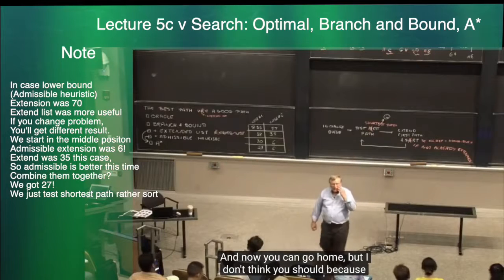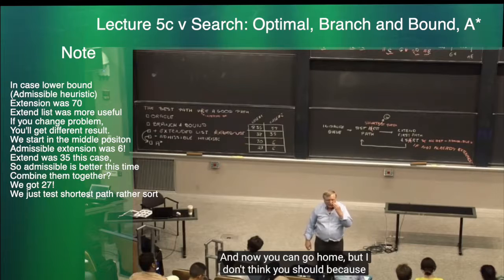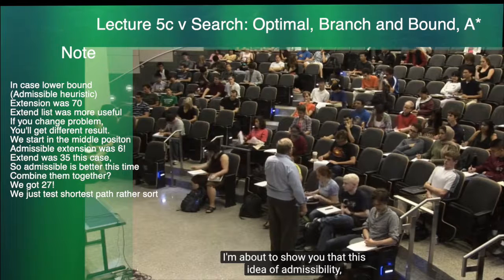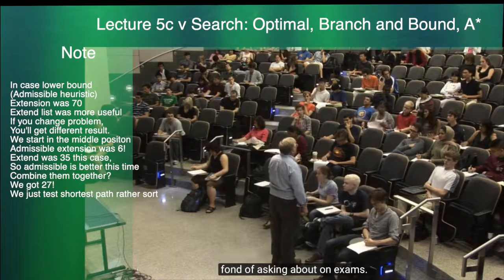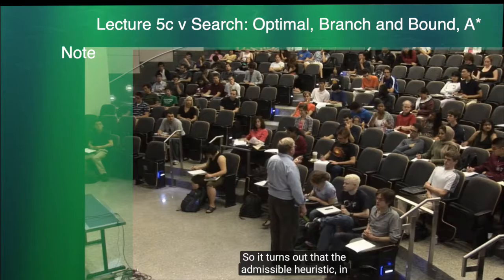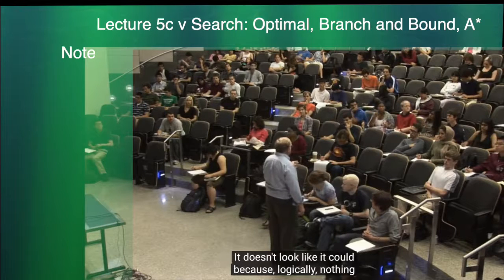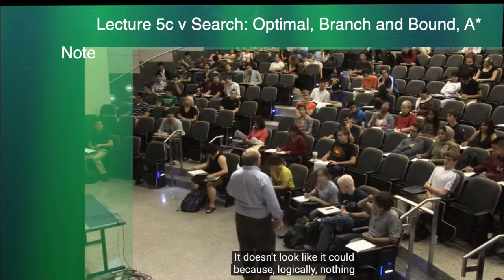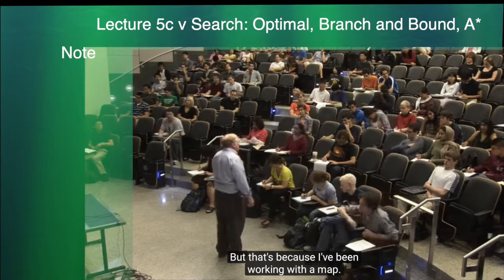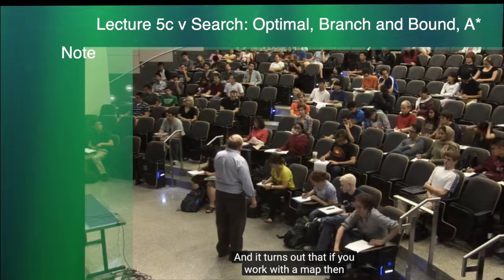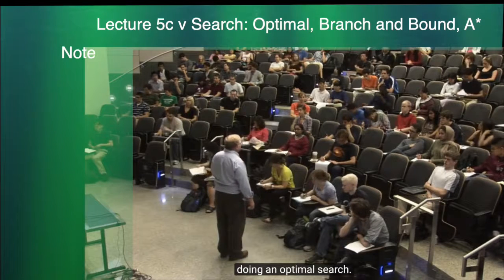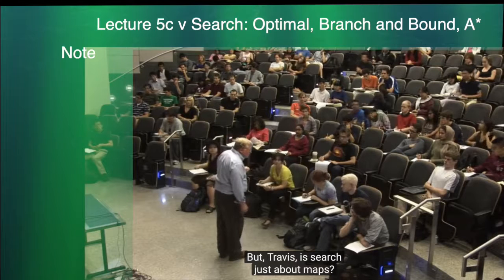And now you could go home, but I don't think you should, because I'm about to show you that this idea of admissibility actually leads to certain screw cases that we're very fond of asking you about on exams. All right? So it turns out that the admissible heuristic in certain circumstances can get you into trouble. It doesn't look like it could, because logically nothing I've said seems strange or questionable. But that's because I've been working with a map. And it turns out that if you work with a map, then admissibility is a perfectly sound way of doing an optimal search. But, is search just about maps?